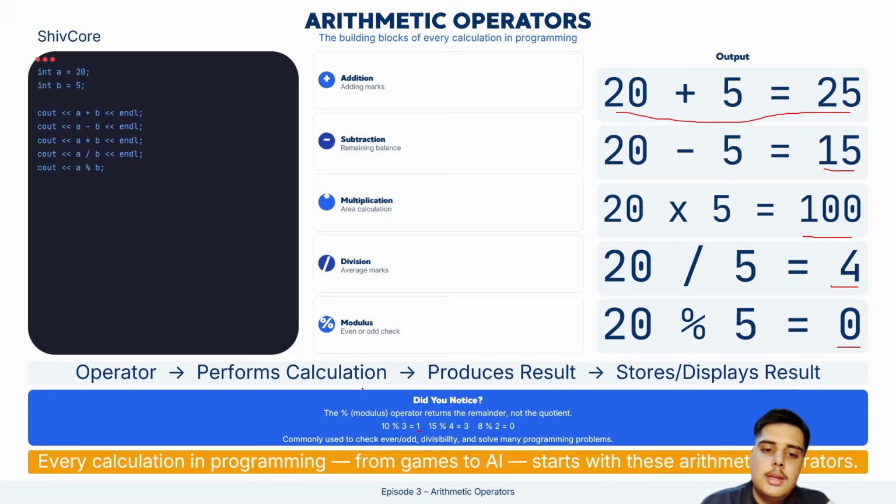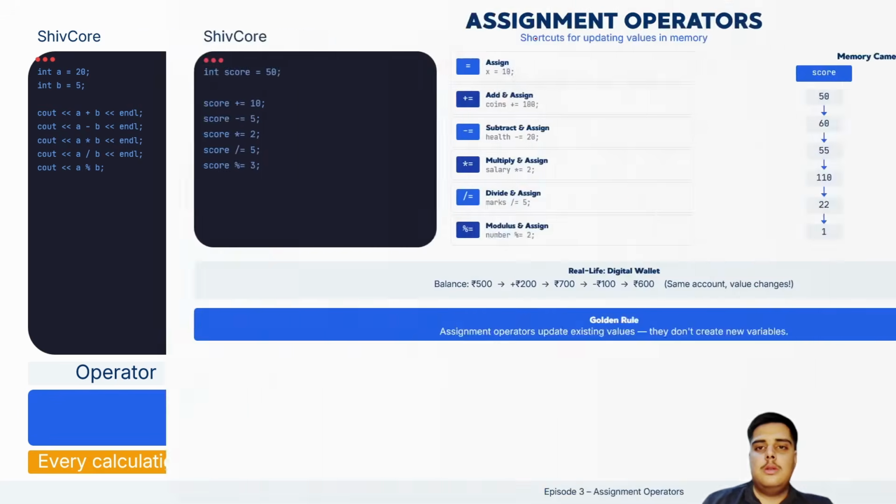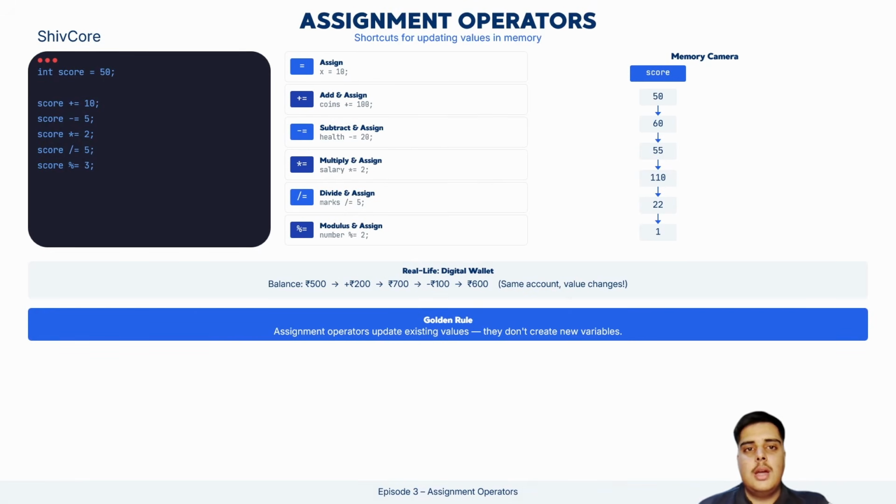We will also do this in the next lecture. We will do the even odd question. We will say number modulus 2 is equal to 0, which simply means that if the number is divided by 2 with no remainder, it is even, because every second number is even, or else it is odd. We will do that also. Every calculation in programming, from games to AI, starts with these arithmetic operators. Next, assignment operators.